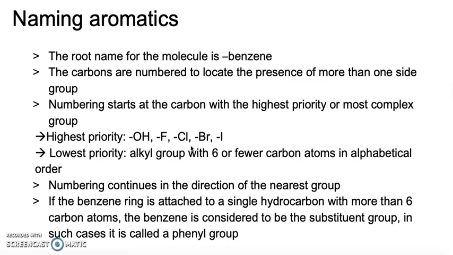Numbering wise, it's similar to our cyclics in that if there's only one thing attached to benzene, I don't need to provide a number because it's automatically going to be at number 1. If there are multiple things attached, then we're going to follow that order of priority to assign number 1, and then either go clockwise or counterclockwise, depending on which way makes the most sense to give us the next lowest number. If you look at these highest priority groups, those are some groups we haven't talked about yet, but you'll see that we will get into those as we continue going through the groups.